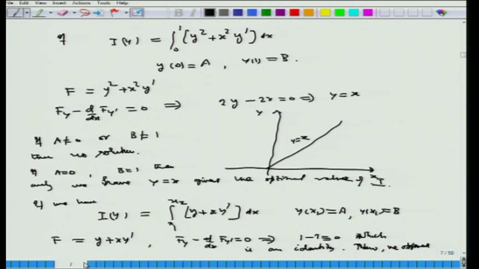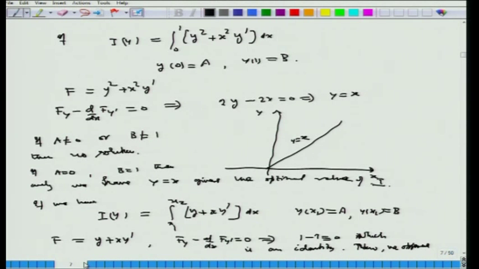Next, we considered I(y) equal to the integral from 0 to 1 of (y square plus x square y prime) dx. Here y(0) equal to a and y(1) equal to b, then f is y square plus x square y prime, and so Euler's equation implies that y equal to x. So, if these points (0, a) and (1, b) are not on the diagonal y equal to x, then there will not be any solution here. It is only for the case when a equal to 0 and b equal to 1, we have this y equal to x as an extremal of this problem.